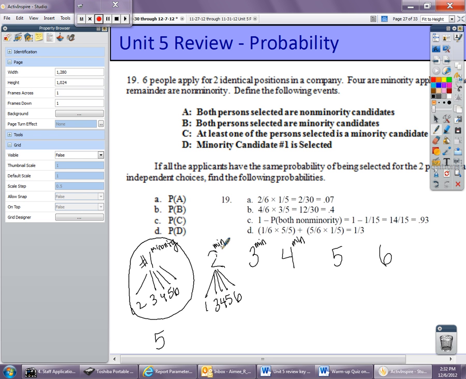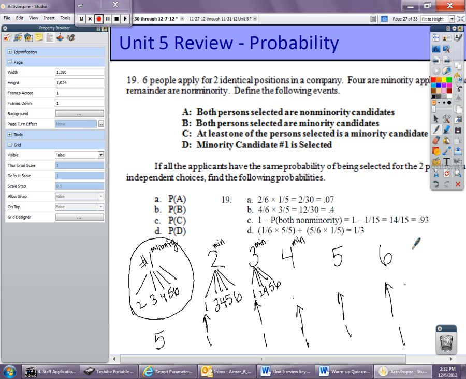Well, how many of these options give me minority number 1? This one does. So I have 1 here. Now, as you can see, it's going to be the same no matter what. I have minority number 1 here, and then I'm going to have 1 here, and 1 here, and 1 here. So how many different ways is that?